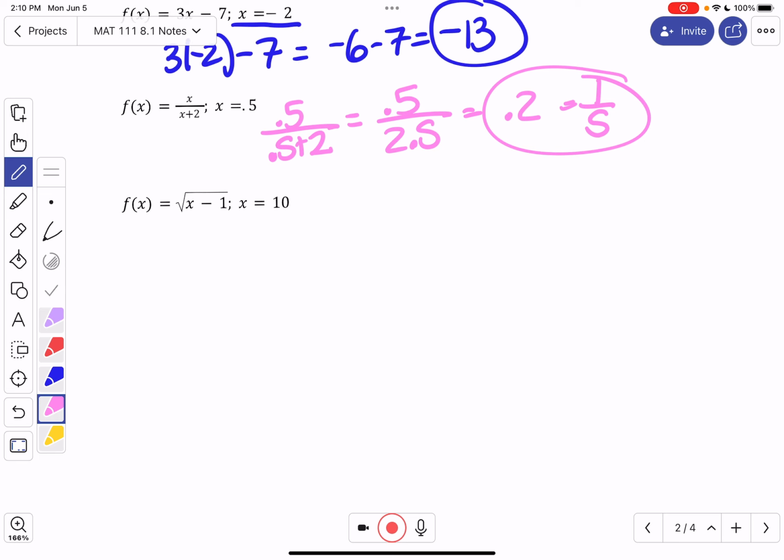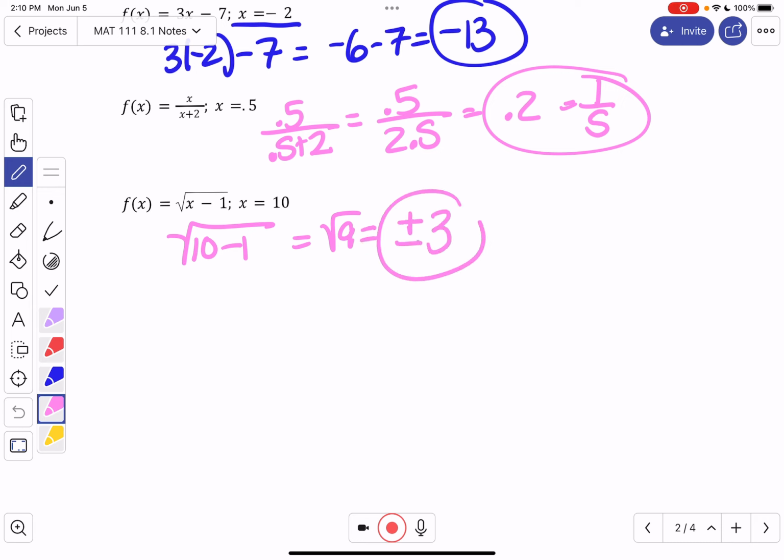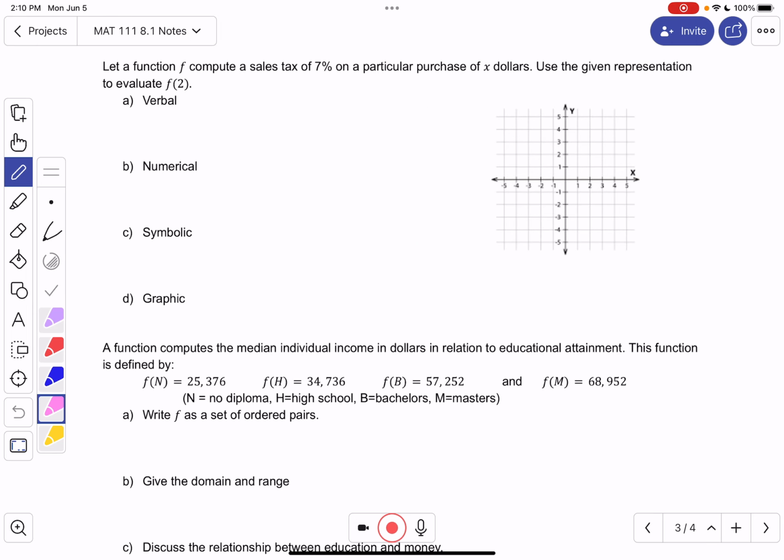Now let's go to the last one here. We're going to plug in 10. So 10 minus 1 is 9. The square root of 9, remember, is positive and -3. You always get both. All right, let's keep going.